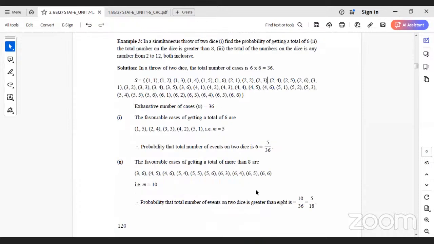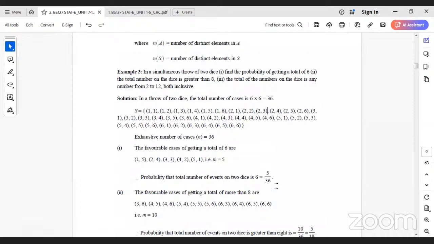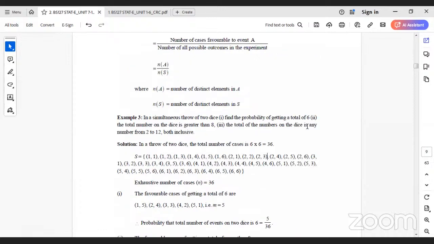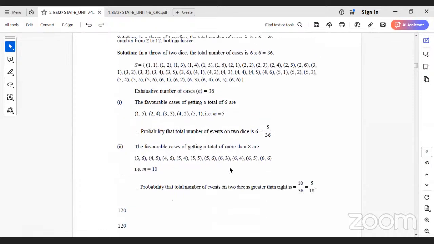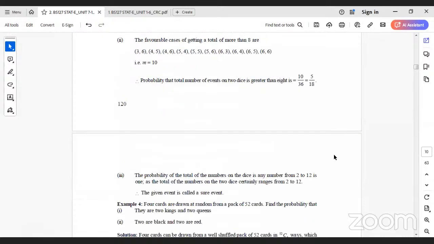cases of getting more than 8 are 10 in total. Those greater than 8: 6 3 9, 4 5 9, 4 6 10, 5 4 9, 5 5 10, 5 6 11, 6 3 9, 6 4 10, 6 5 11, 6 6 12. What did he say? The total number greater than 8, so we wrote 10/36, which is 5/18. Clear?